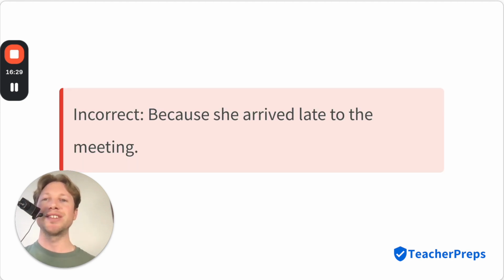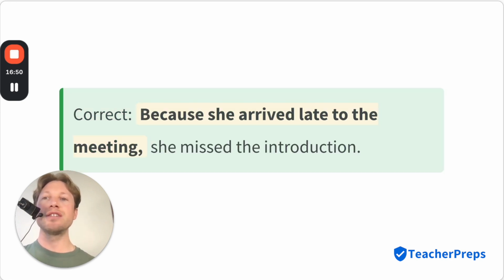So here we have this example. I know I labeled it in red. Let's read it. "Because she arrived late to the meeting." This is a dependent clause. It's leaving us hanging, right? We're left thinking, what happened because she was late? We actually need something more. It's not a complete sentence on its own. So here we have the corrected sentence. "Because she arrived late to the meeting, she missed the introduction." Now, this is complete, and technically it's a complete complex sentence.